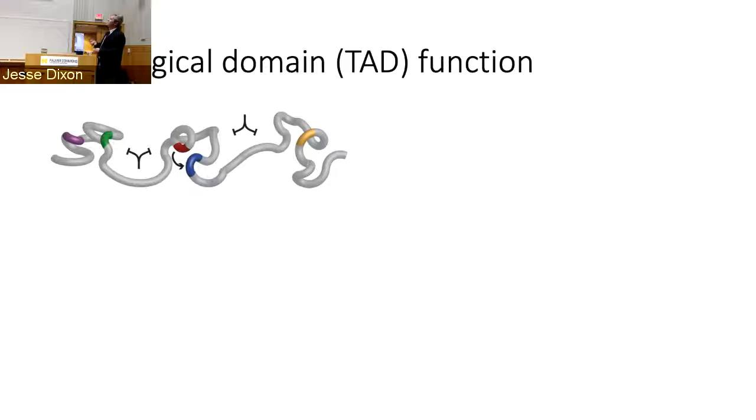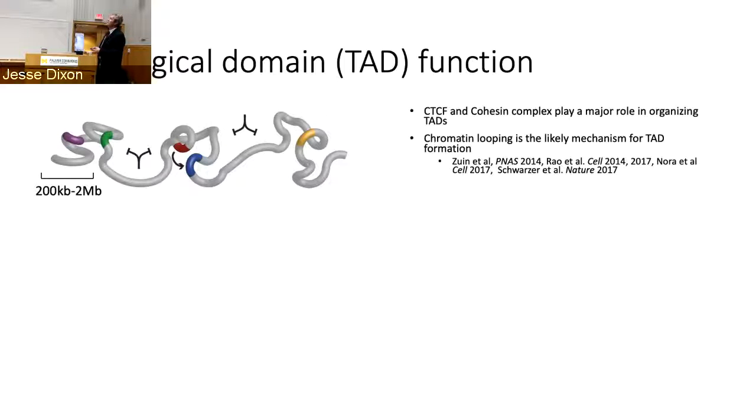And this slide is really to summarize work that's been done by many labs over many years, which is to say, what do we think these really do? So the idea is these are maybe 200 kilobases to 2 megabases in size. They seem to form as a result of an interplay between a transcription factor called CTCF and a complex called cohesin. The dominant model in the field right now is called loop extrusion, which is that these are facilitated by DNA looping events.